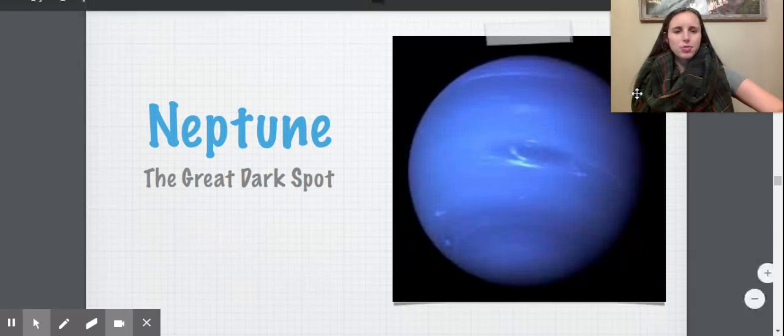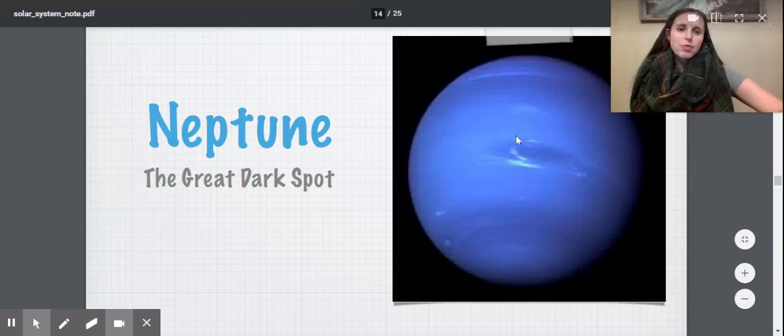Neptune is far from the sun. It's the farthest planet from the sun, so it is considered to be very cold, and it actually has something called the Great Dark Spot, in contrast to Jupiter's Great Red Spot, which is right here.